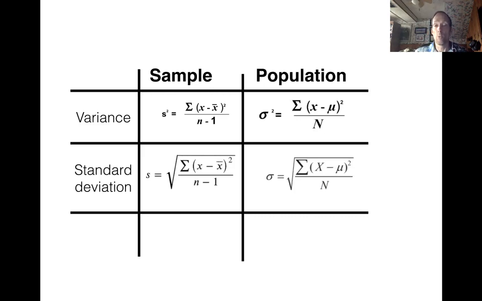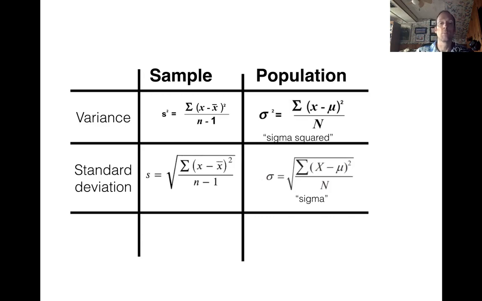Now, when we have our two formulas for population, we also have shorthand symbols for them. The counterpart for s squared in a population is what we call sigma squared. So we'll refer to the population variance very frequently as sigma squared. When we do a population standard deviation, since we're not squaring anything, we're just going to call our symbol sigma.